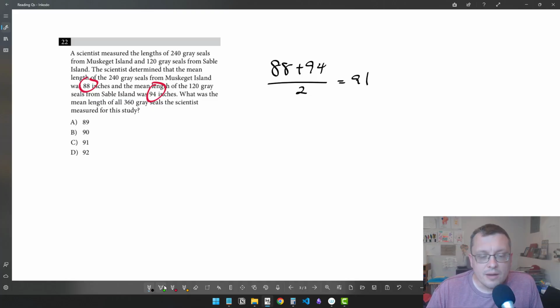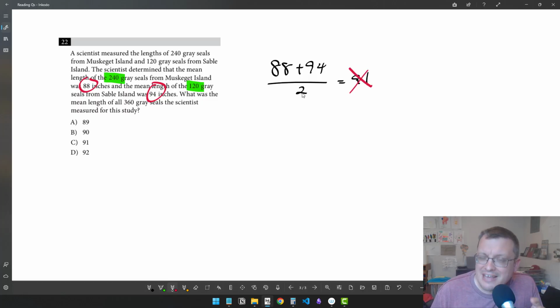We have a different number of seals in each of these groups. When we just do 88 plus 94 divided by 2, it's like we're treating the groups as if they're equivalent, that they're equally weighted, as we'll talk about in a minute. But they're not, right? I've got more seals in the group with the 88 inches length than in the 94 inch group. So what does this mean? It means 91's not right.